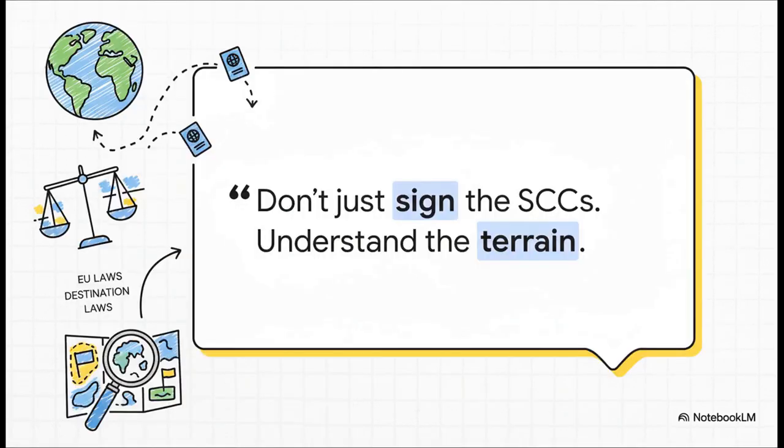And let's wrap up with this final thought, which is really the whole point. In this post-Schrems II world we live in, just signing a contract and hoping for the best, that's just not going to cut it. A TIA forces you to really understand the terrain, the legal and the practical reality of where your data is going. It's all about moving from just checking a box to actively managing risk. So the real question is, are you ready to go out and map your terrain?